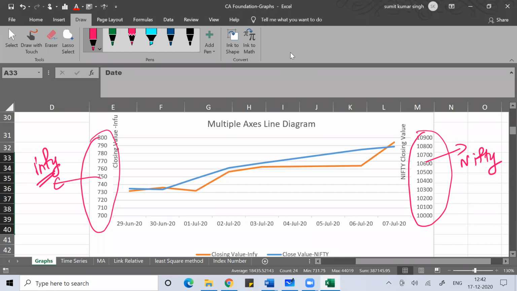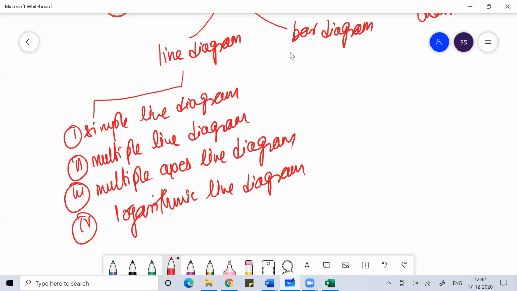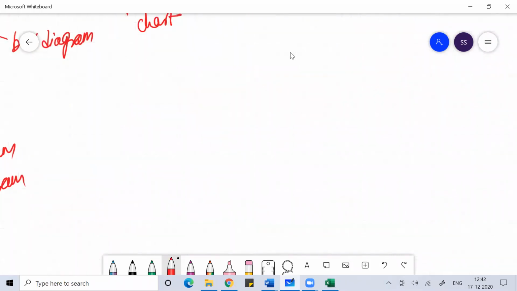Multiple axes can be created when we are trying to compare two variables. The problem with those two variables is that both are trading at different values. So how do we analyze them?